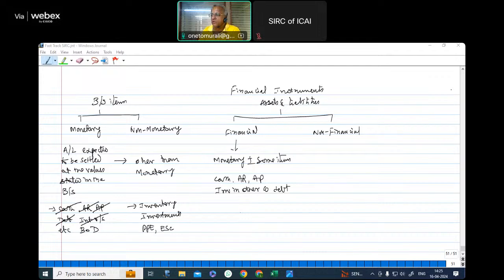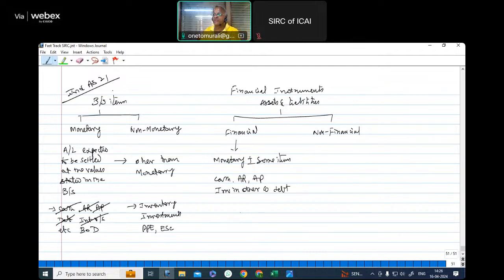For accounts receivable, the value at which they are stated in the balance sheet is the one that they are expected to be realized. Same is the case for accounts payable. The value at which it is stated is the value at which we will be effecting payment. Debenture, the value at which it is stated is the value at which they are to be paid. Bank overdraft, etc. All these will come under monetary. Examples for non-monetary are inventory, investments, PPE, equity share capital, and other equity items. So this is the way we have learned in AS 21.